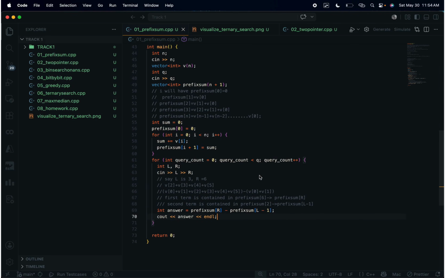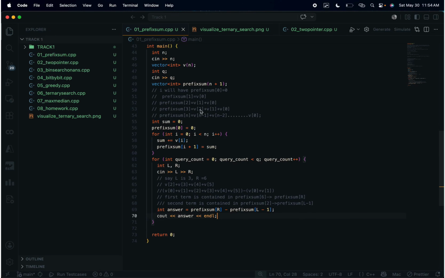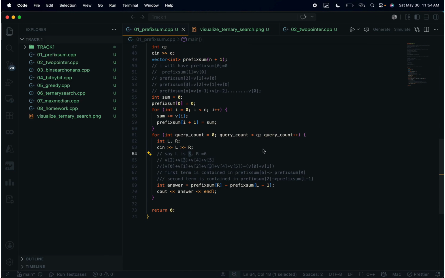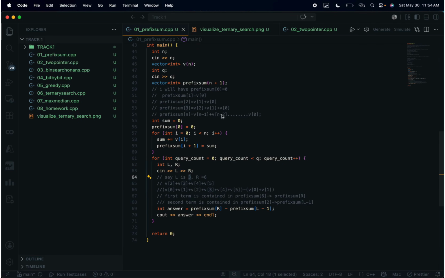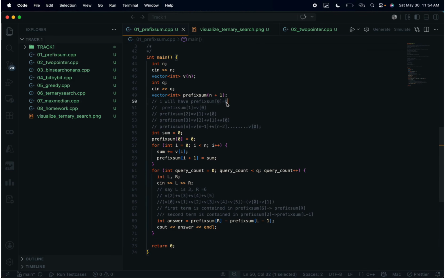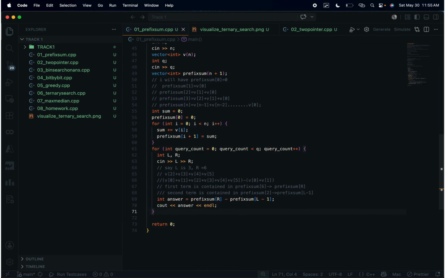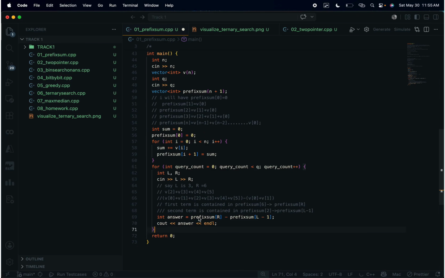Is that clear? So basically the whole reason why I added this 0 dummy value was because say L is 1. If L was 1, we don't need to subtract anything. And to signify that we don't have to subtract anything, we'll just put a 0 at the start. So this answer will finally contain the value of the prefix sum.